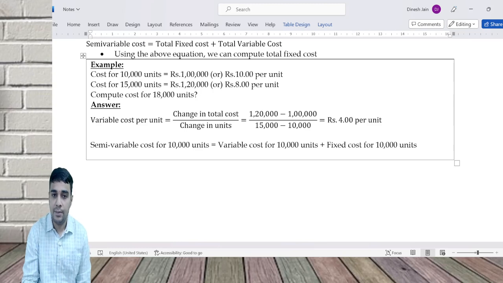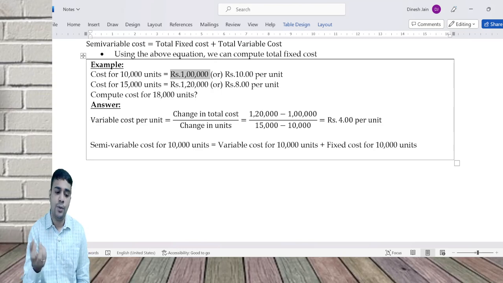Now, what does semi-variable cost for 10,000 units mean? Semi-variable cost is this number, because we decided this to be a semi-variable cost, or you can say this as total cost for 10,000. You can even use the word total cost for 10,000 units is equal to variable cost for 10,000 units plus fixed cost for 10,000 units.